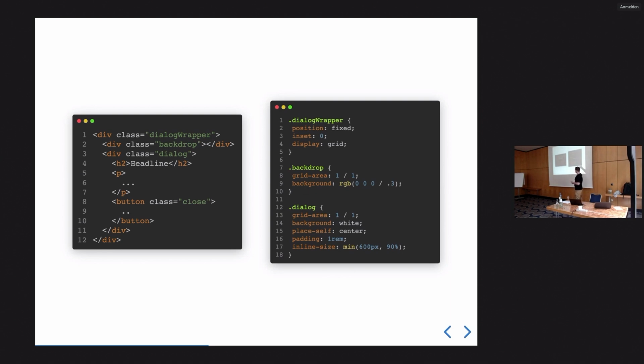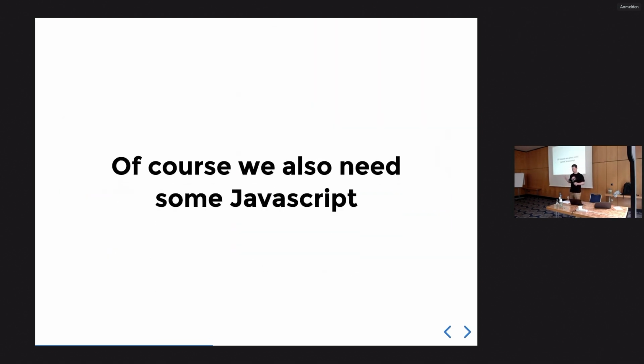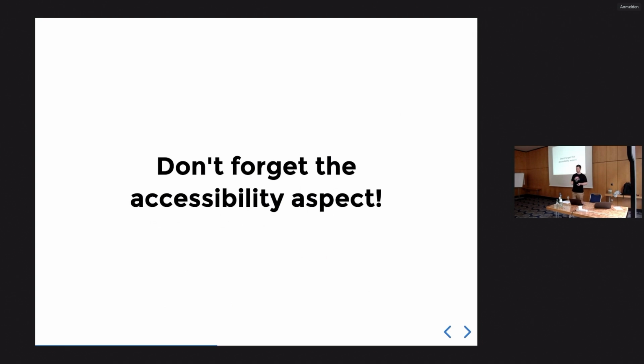We could just use place self-center instead of absolute positioning. But this is not the end, because let's be honest, a dialogue with just a little bit of code wouldn't do anything. We need JavaScript to close it, JavaScript to open it. And don't forget the accessibility aspect, because we most likely also need a focus trap.